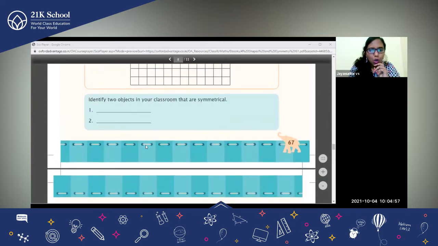Okay, identify 2 objects in your classroom. Now we are at home, right? So you can identify 2 objects which are at home, that are symmetrical. Okay, so who is ready to share 2 objects which are symmetrical at home now at present? Adya, okay, ball, very good. Yes. So objects, I'm writing it as, okay, basketball.